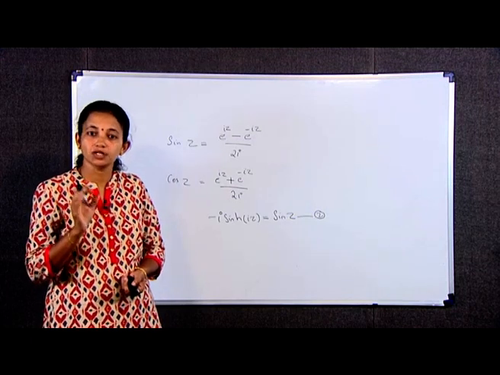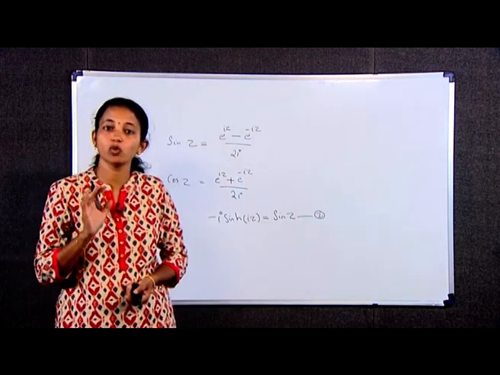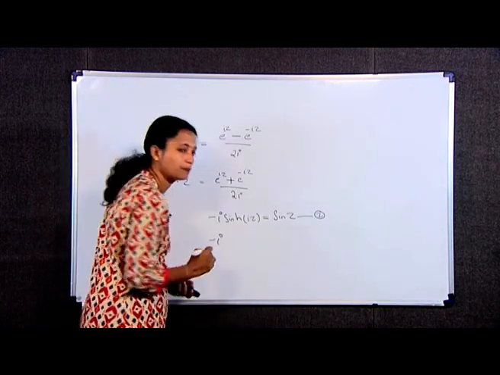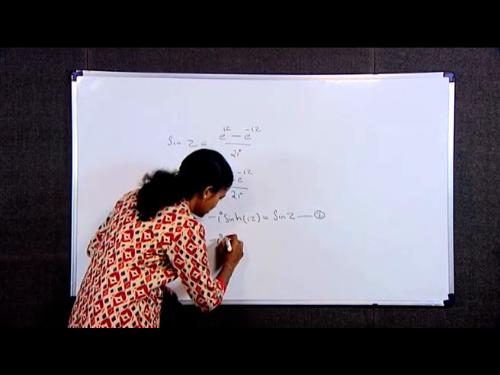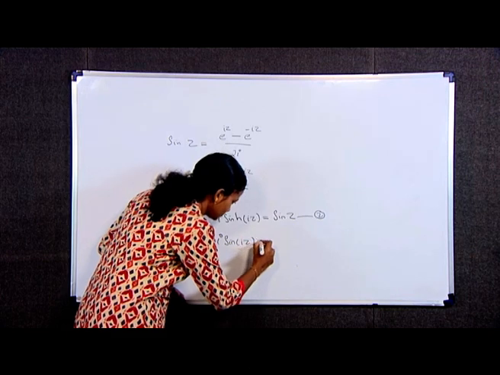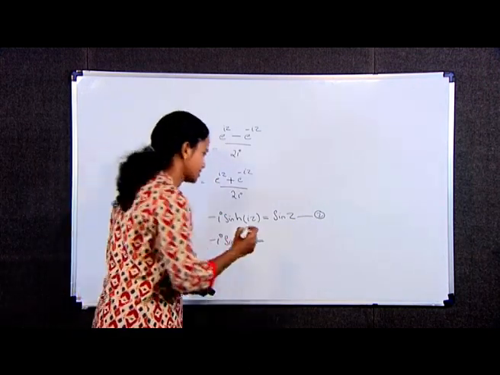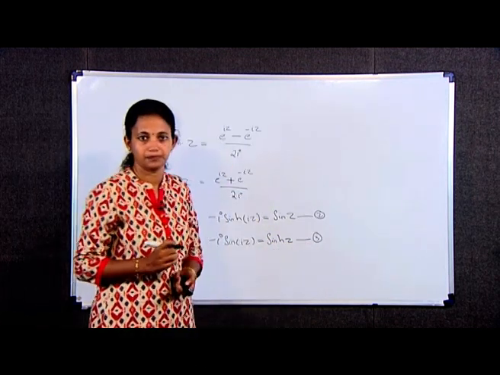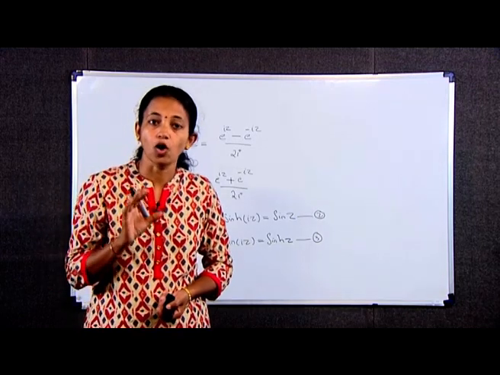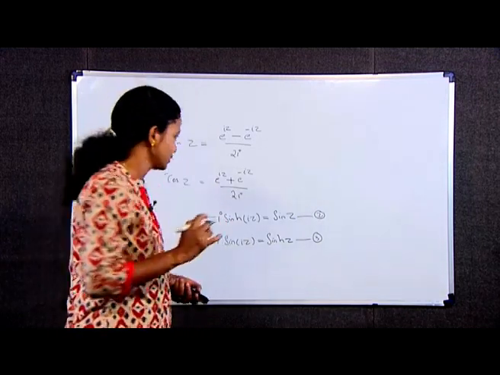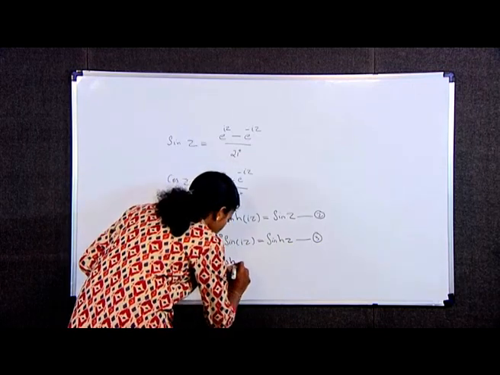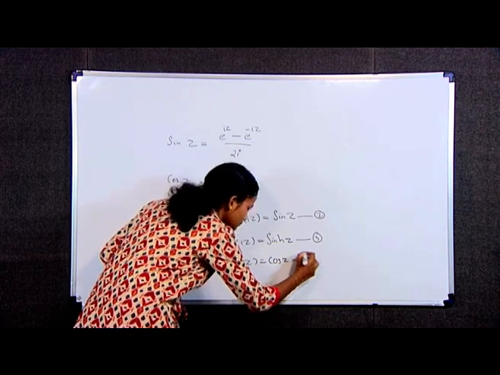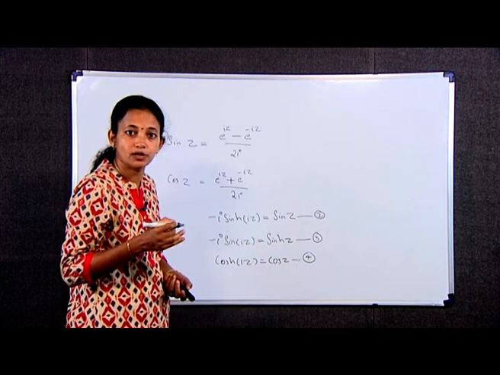Putting iz in place of z in 2 and multiplying both sides by minus i, we obtain minus i sin iz is equal to sinh z. That is equation number 3. Proceeding similarly, we obtain cosh iz is equal to cos z, equation number 4, and also cos iz is equal to cosh z.